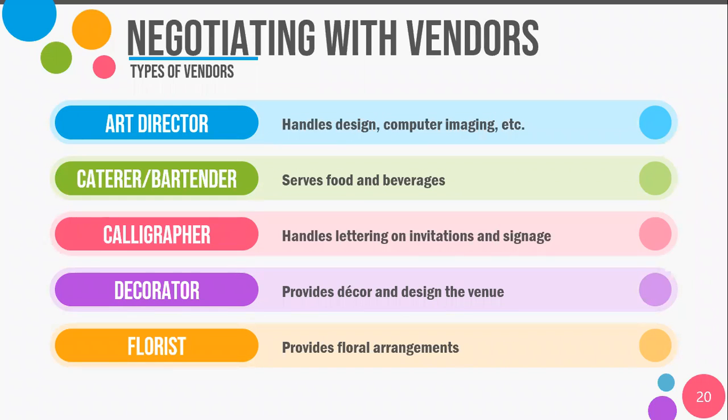Okay, so these are examples of the vendors that may be available and important for an event planner. For example, an art director. Maybe you do not have really good skill in doing decoration, so you hire an art director. They are the ones who handle design, computer imaging, and all the things about arts. Okay, caterer and bartender. They are the ones who serve food and beverages. Calligraphers handle the lettering on invitations and sometimes the signage.